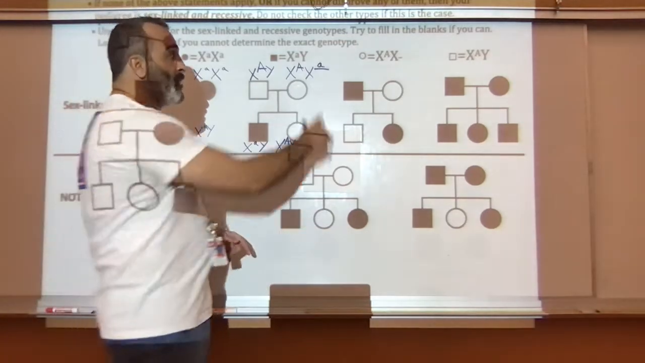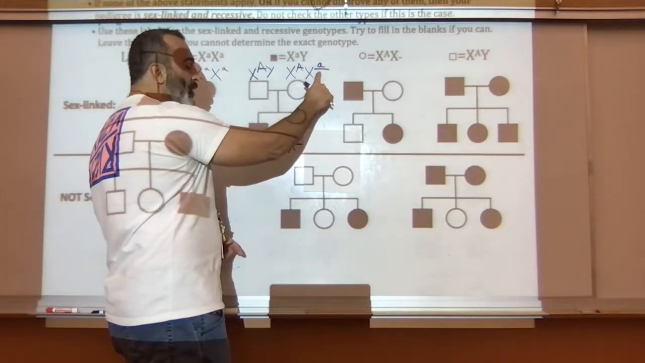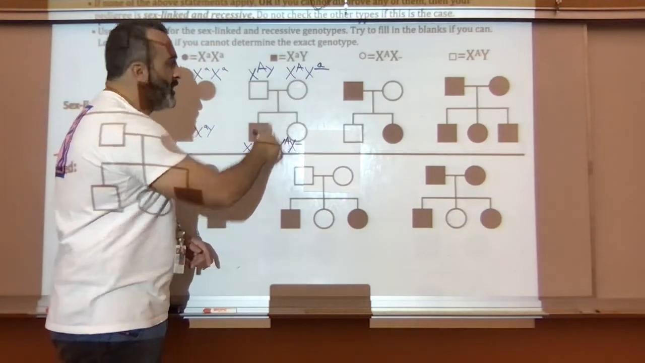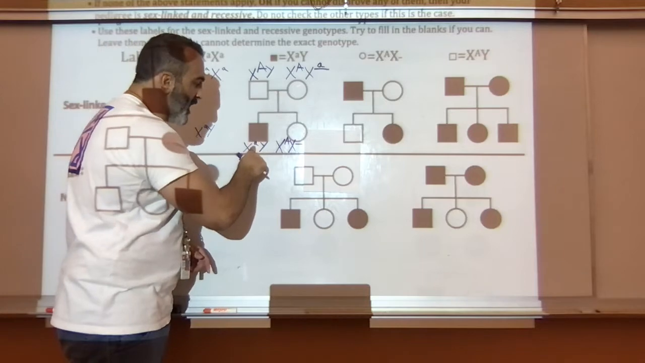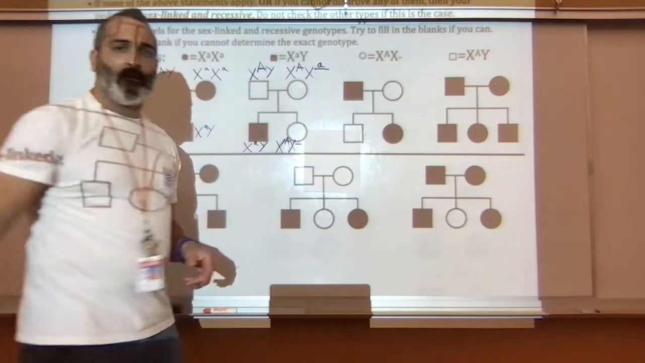Okay. This one here, we know it's a small a. How do we know that? The Y came from dad. This small a came from mom over there.